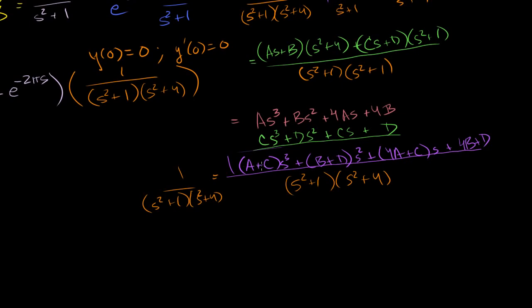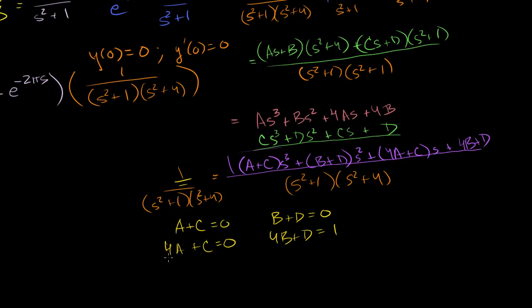And you say, look, a plus c is the coefficient of the s cubed terms. I don't see any s cubed terms here. So a plus c must be equal to 0. And then you see, okay, b plus d is the coefficient on the s squared terms. Don't see any s squared terms there. So b plus d must be equal to 0. 4a plus c, coefficient on the s terms. Don't see any s terms over here. So 4a plus c must be equal to 0. And then we're almost done. 4b plus d must be the constant terms. There is a constant term there. So 4b plus d is equal to 1.